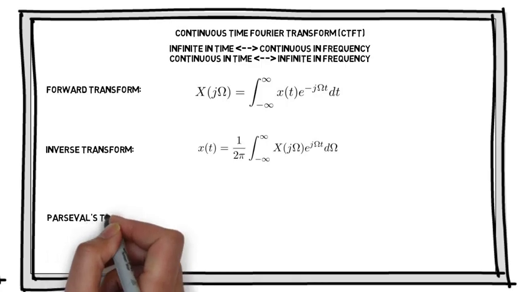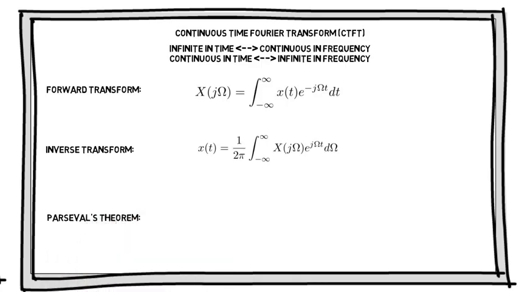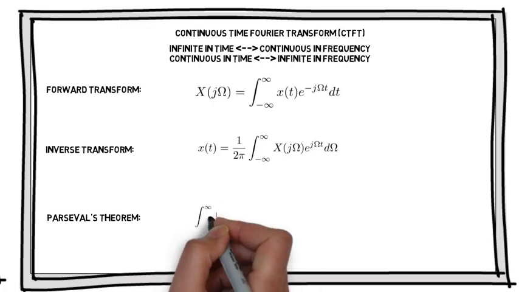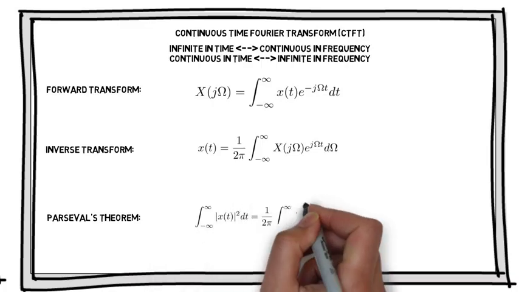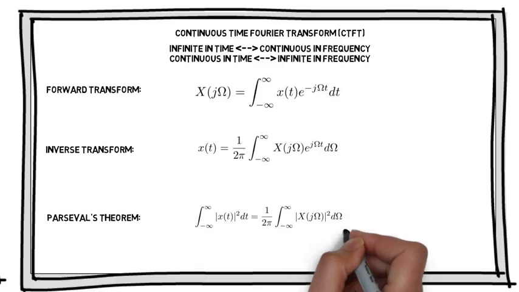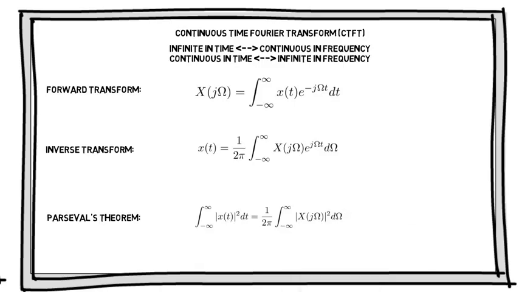There's a version of Parseval's theorem that applies to the continuous time Fourier transform, but because it's infinite length in the time domain, it no longer makes any sense to talk about the power in the time domain, and so instead we talk about the total energy in the time domain. The total energy in the time domain is the integral from minus infinity to infinity of the magnitude of x of t squared. And that's equal to the total energy in the frequency domain, which is the integral from minus infinity to infinity of the magnitude of x of j omega quantity squared, integrated d omega, and now we have to normalize in the frequency domain since we didn't normalize in the time domain. So we multiply by 1 over 2 pi.